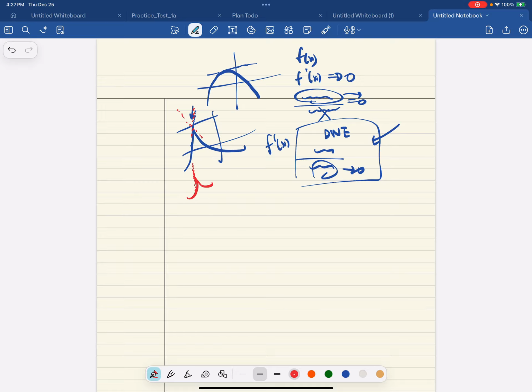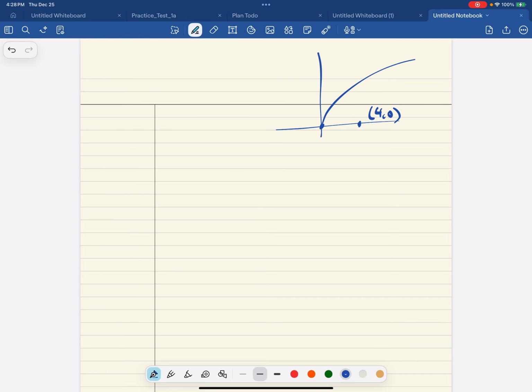A few more that I was kind of tripping over is when they gave us a point and they told us to find a point on the function.